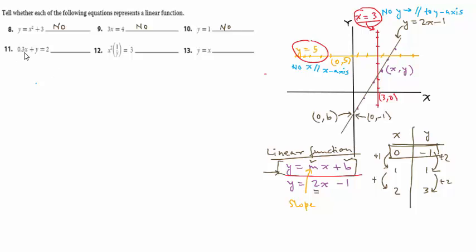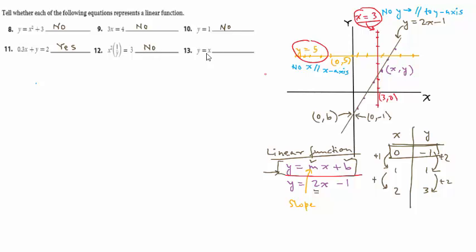Number 11, no problem with this. 0.3x plus y is equal to 2. So if you solve for y, you take this whole thing on this side, it will be of the form y is equal to mx plus b. The power of x is 1, the power of y is 1, and they are both present. So this is a linear function. Number 12, we see there's an x square in this equation. So then this cannot be a linear function.